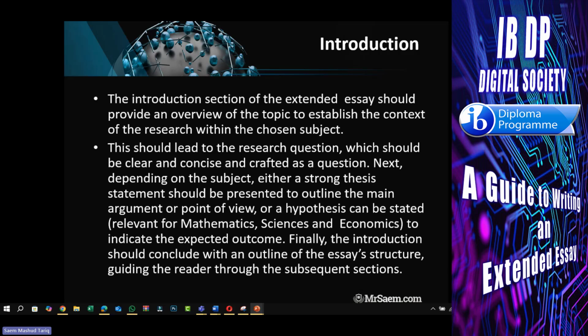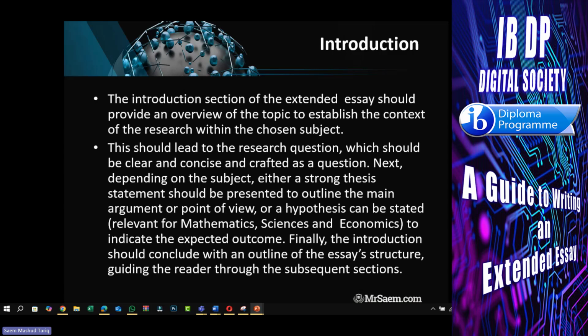Now let's break it up. Okay, so we'll have an introduction. Whenever you have an introduction, we have to make sure we give an overview of the topic. We briefly introduce the subject area. If the background information has to be provided, we have to explain why the following topic is important. Then we will state the research question.